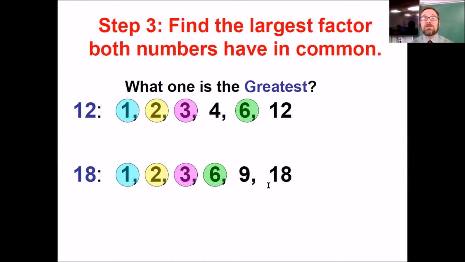Find the largest factor both numbers have in common. So now we're looking at 12 and 18. The biggest number they both have in common is 6. Yes, 18 has 9 and 18 and 12 has 12, but they don't share that. They don't have the common factor. So that's why 6 is the greatest common factor.